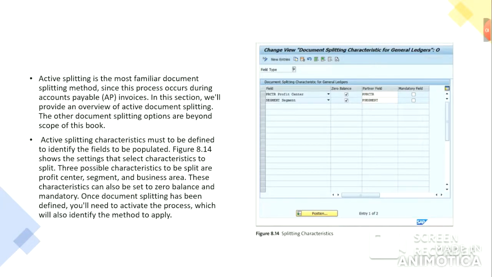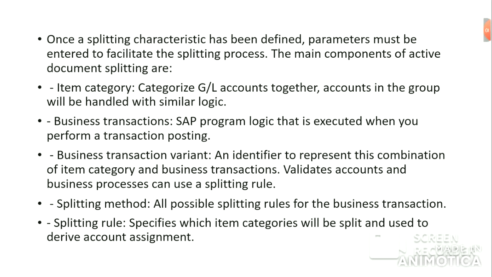So this figure shows the settings that select characteristics to split. Three possible characteristics to be split are profit center, segment and business area. These characteristics can also be set to zero balance and mandatory. Once document splitting has been defined, you will need to activate the process, which will also identify the method to apply. Once a splitting characteristic has been defined, parameters must be entered to facilitate the splitting process.